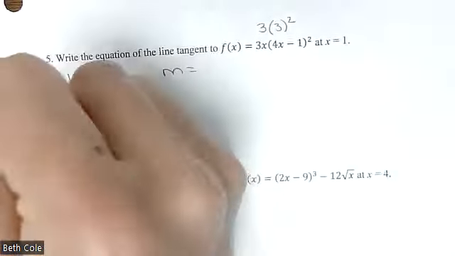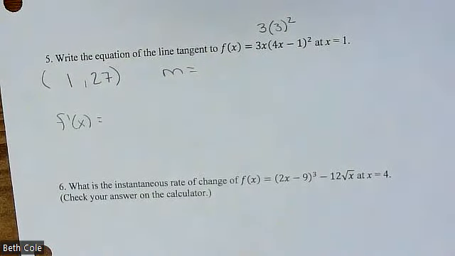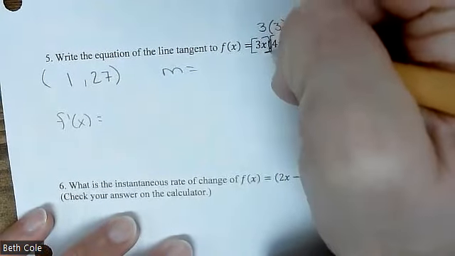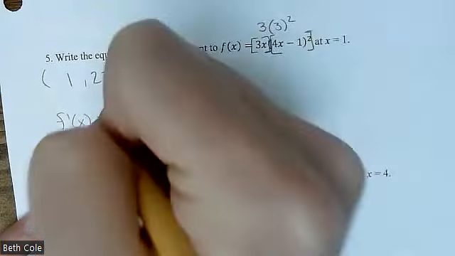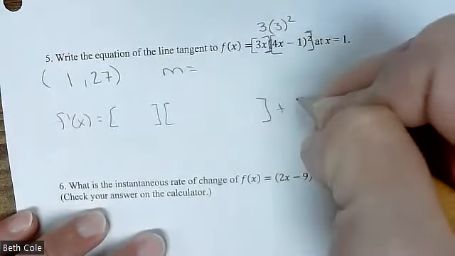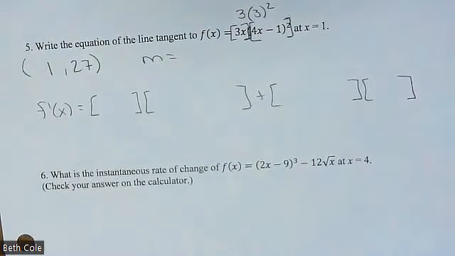All right, slope comes from the derivative. We will need a chain rule, but what other rule? Product. The 3x is the first function. The 4x minus 1 squared is the second. So again, if you want to set it up, first times derivative of the second plus second times derivative of the first, you don't have to do that. That's not a requirement. That's just Miss Cole's suggestion.